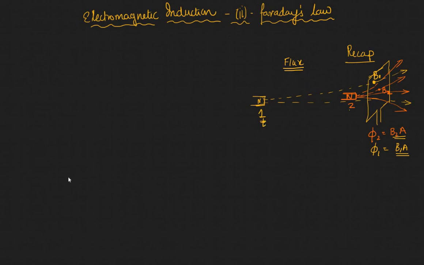If we know the time at this position is T1 and the time at this position is T2, and this whole movement happened in time delta t, we say that the rate of change of flux is given by delta phi by delta t, with delta phi being phi 2 minus phi 1, which is changing flux with changing time. So that's what we talked about.